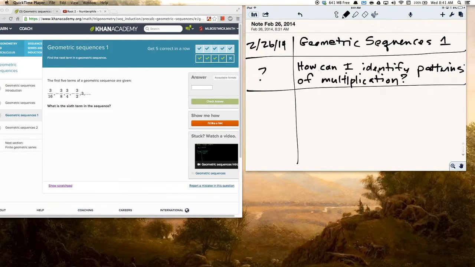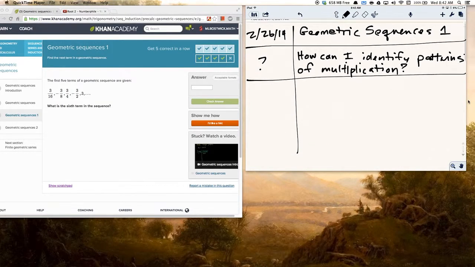The big question is, how can I identify patterns of multiplication? There's going to be some interesting things that we have to do. Most of the difficulty I've seen experienced by students with this particular topic so far is with their fraction knowledge. So if that's the case, you just got to get better at it, and we'll proceed from there. So hopefully you've paused, you've written that stuff down, and we're ready to proceed to the first question.